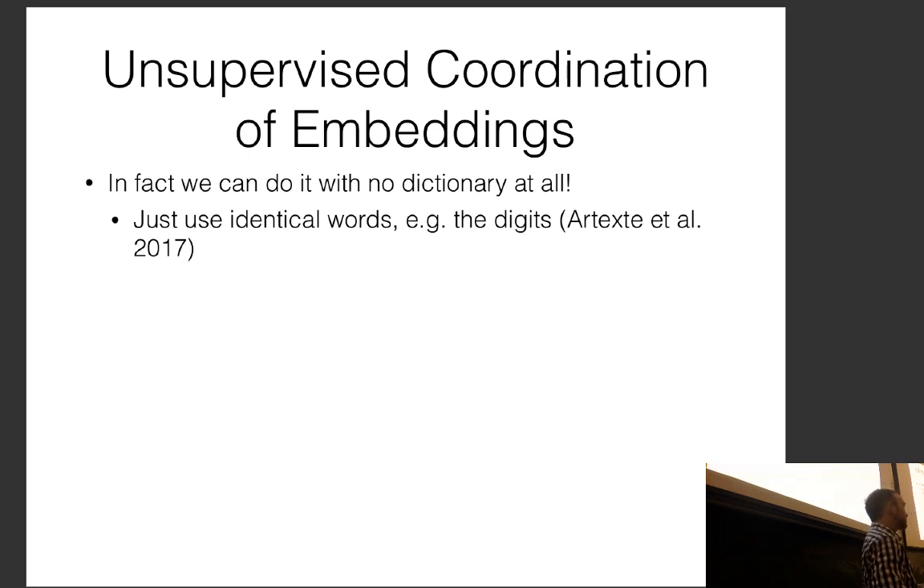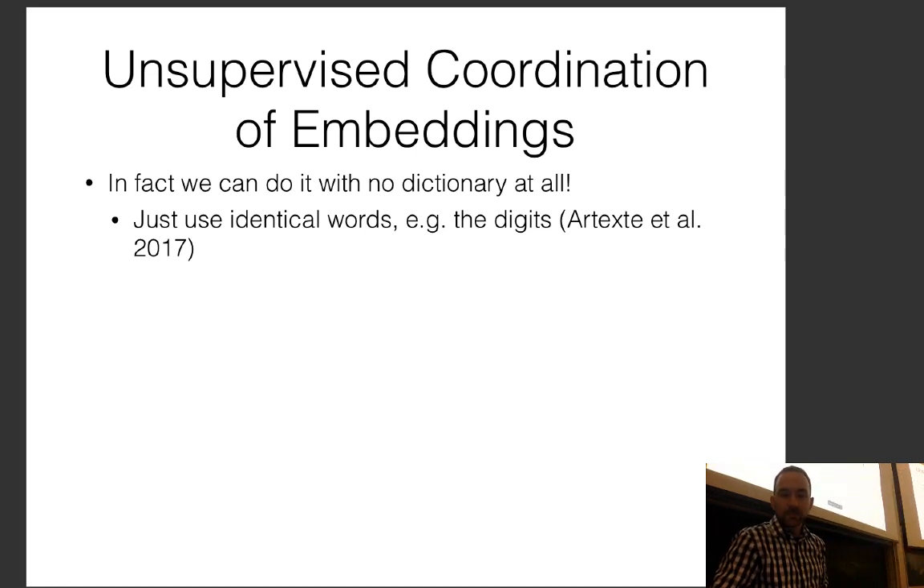An extreme case of this is you only take digits, and digits should be the same across languages. So you take all of the digits, you turn them into a translation dictionary, and you use this as a method for supervised training of word embeddings.